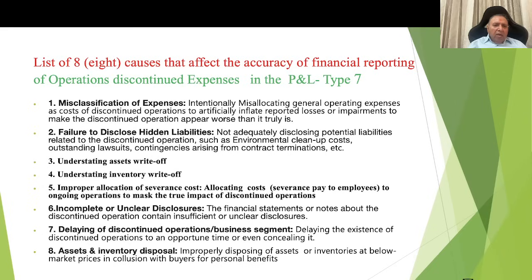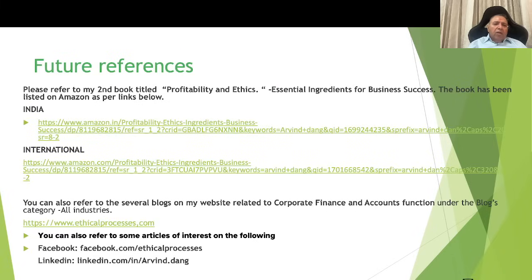incomplete or unclear disclosures, delaying the existence of the discontinued operation business segment to an appropriate opportune time, or even concealing it, and assets and inventory disposal, improper disposing of the assets or inventories at below market price in collusion with the buyers or for personal benefits. So these are the 51 heads and 51 causes which I have identified.